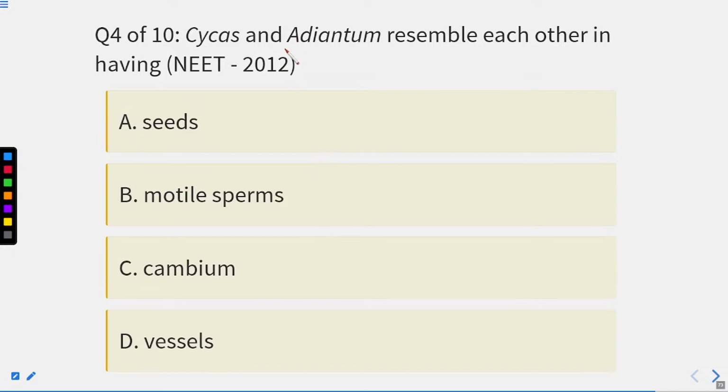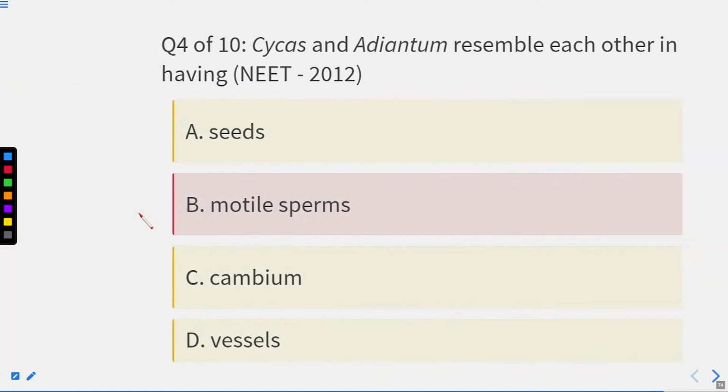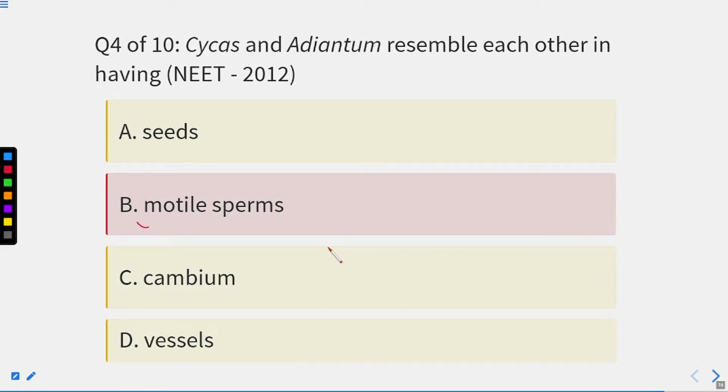Next question. Cycas and Adiantum resemble each other in having seeds, motile sperms, cambium, vessels. So vessels are generally absent, right? So what is the correct answer? Seeds, Cycas and Adiantum. Adiantum is a fern, so they do not bear seeds. Cambium is also not present. But yes, they bear motile sperm. They both bear motile sperm. So this is the correct answer.